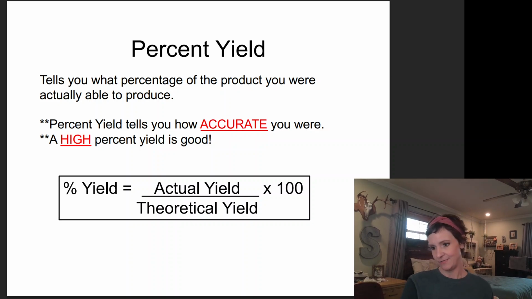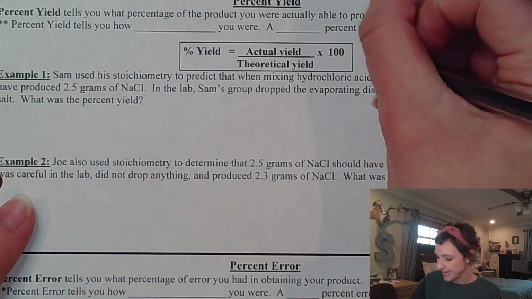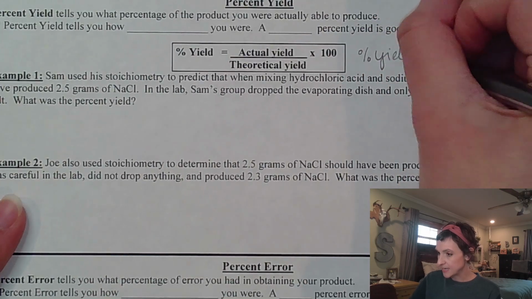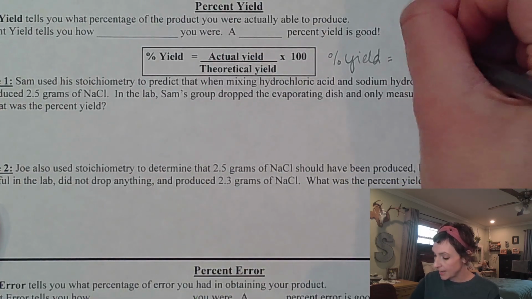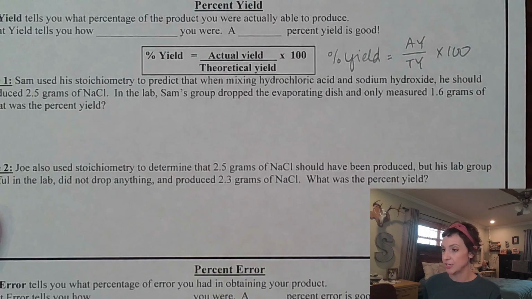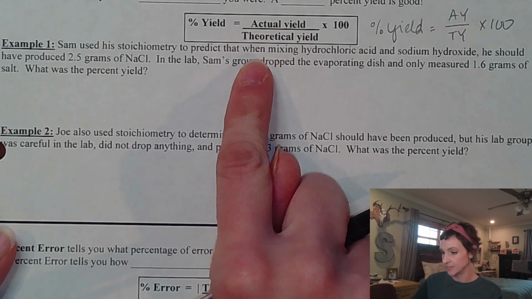So let's go and see if we can implement this process by doing some practice problems. I have a couple of practice problems for you to do today. The first one, and once again, I like to always say percent yield is equal to AY over TY times 100. I like to abbreviate this percent yield equation because, oh my gosh, so many letters in that actual equation.